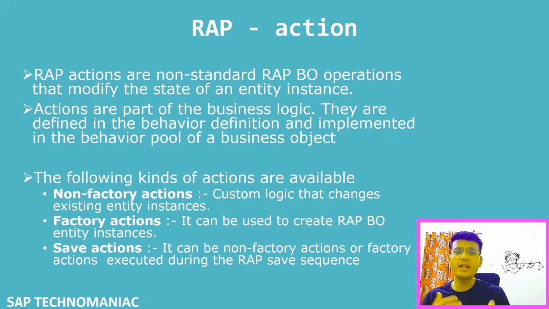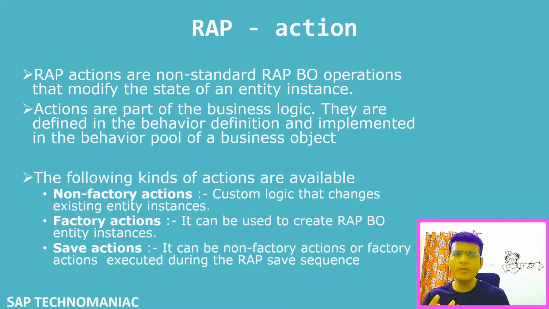Without going to the create, update and delete state, we want to modify the state of that particular business object. For example, in the front end, I am opening one travel instance. Without going to the edit mode, I just want to change the status of that particular travel instance from open to reject or open to approve. I want to do something without going to the edit mode, based on some button.